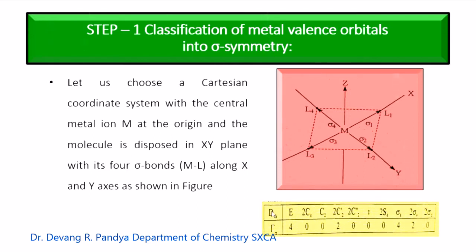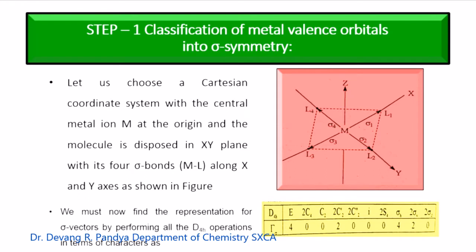This is D4h symmetry, and this is the character table of D4h for sigma interaction. So we must now find the representation for the sigma vectors by performing all the D4h operations in terms of characters, as shown in this D4h character table.